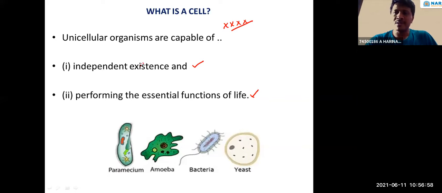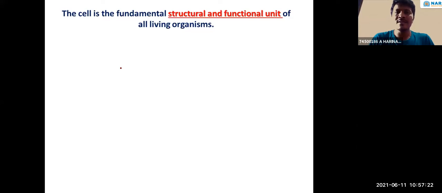In our body, for example, heart cells perform some functions, and gland cells, liver cells perform some more functions. But in unicellular organisms, the entire cell performs all the essential functions of life. Right. Next. Yes, the cell is the fundamental structural and functional unit of all living organisms. So this one is also important.